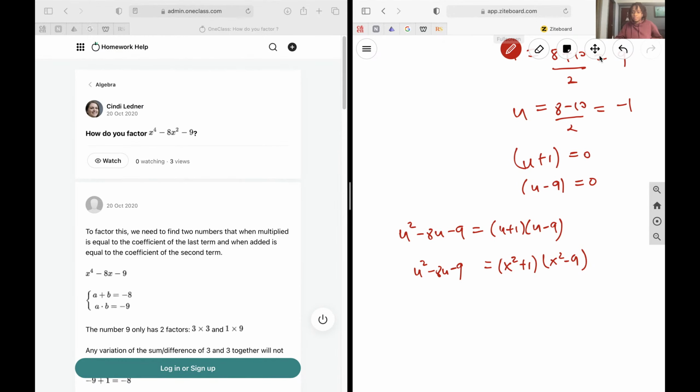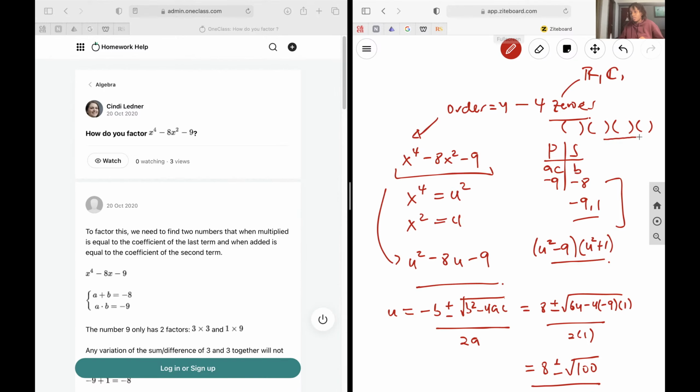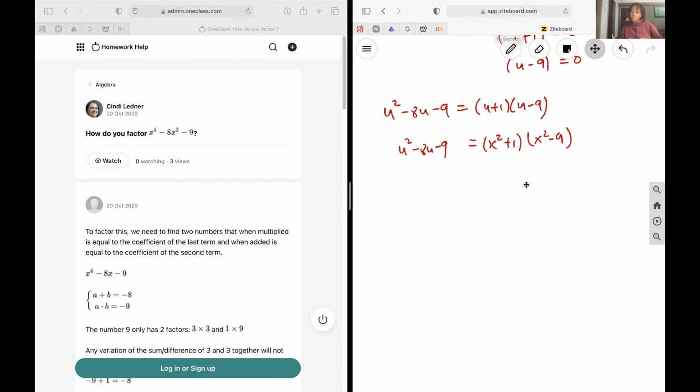Okay, now, because the initial expression we're given is to the power of 4, that means the order is 4, and I can expect 4 zeros. These could be real, these could be complex valued, it depends. In the end I should have 4 brackets when I factor it. Currently I have 2, which means I'm looking for 2 more.